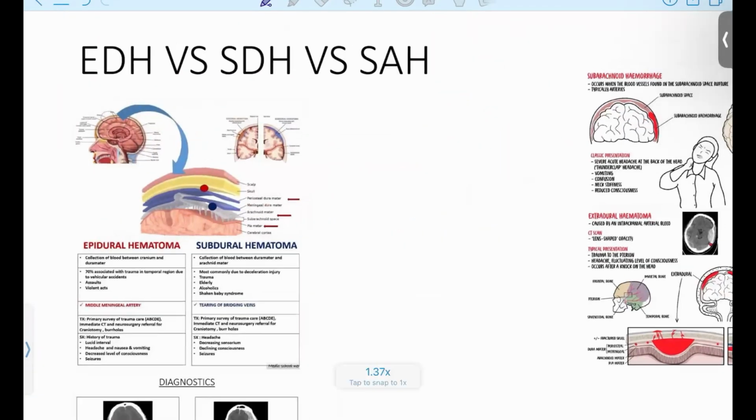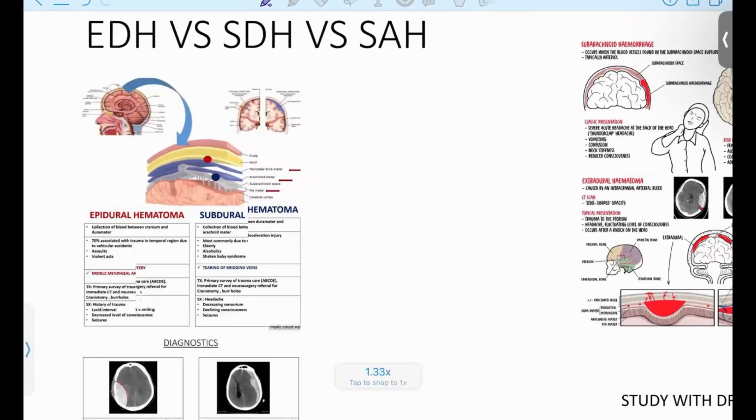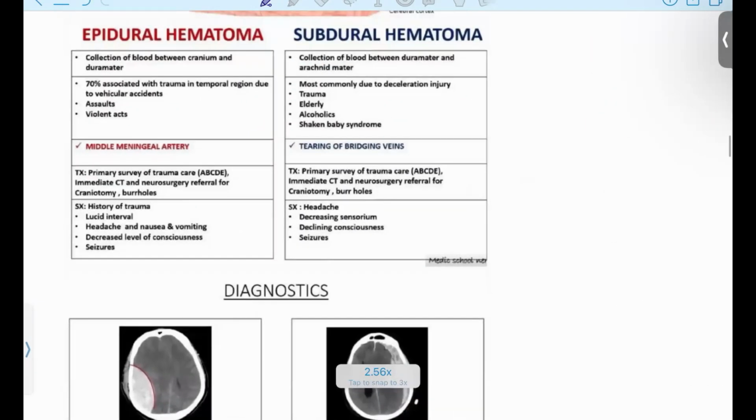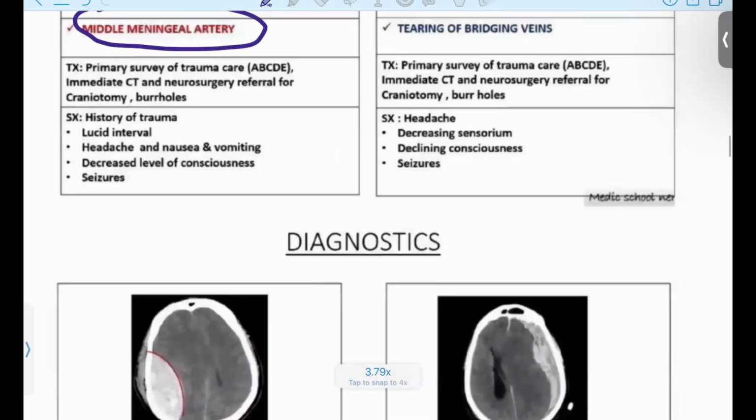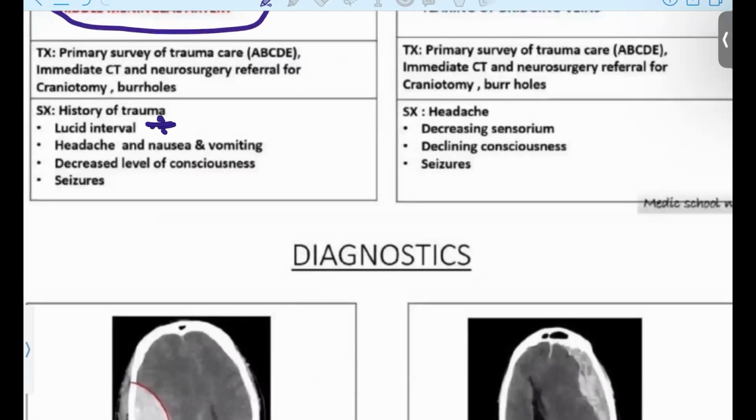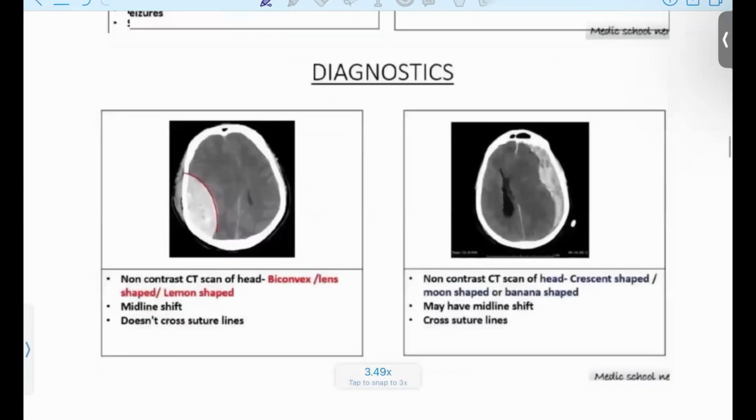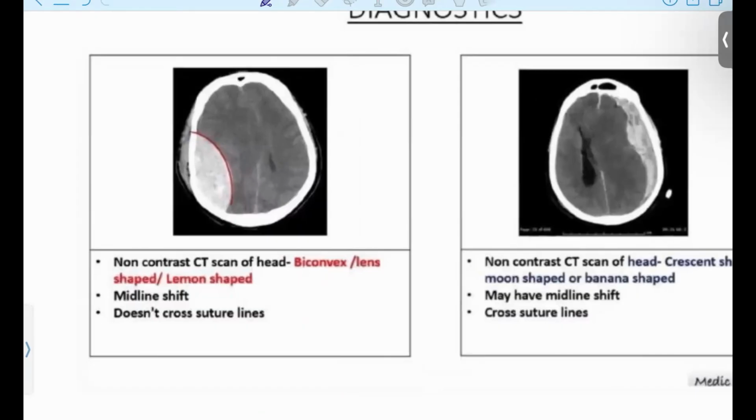The next topic is head trauma. In head trauma, the most commonly asked questions are on epidural hematoma and subdural hematoma. The bleeding in epidural hematoma is mostly from the middle meningeal artery, and 70% are due to vehicular accidents. What are the symptoms? The patient will specifically have a lucid interval. On CT scan, the NCCT, you will see a biconvex lens. This blood accumulation does not cross the suture lines.